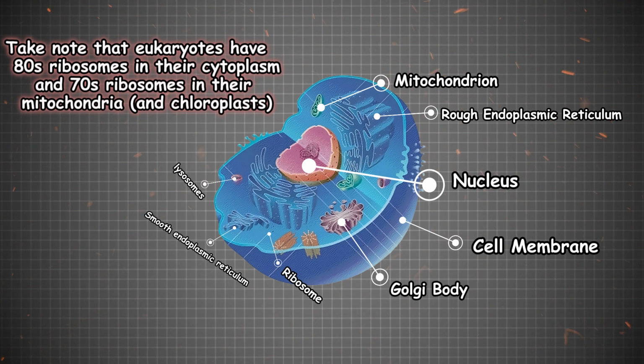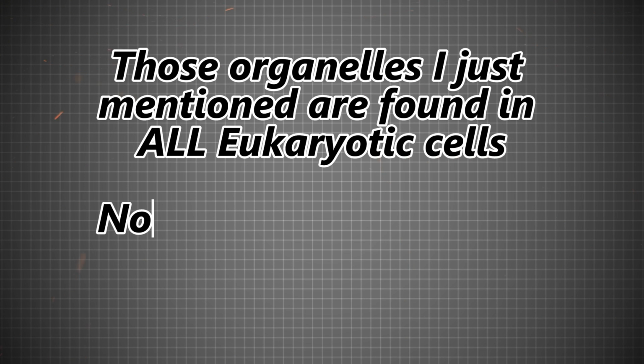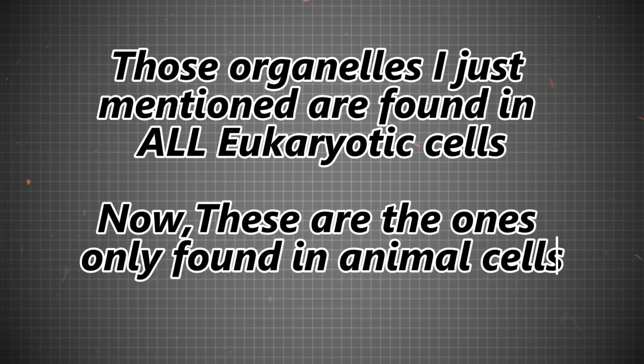They may or may not contain lysosomes at any point in time. Those organelles I just mentioned are found in all eukaryotic cells. Now these are the ones only found in animal cells.